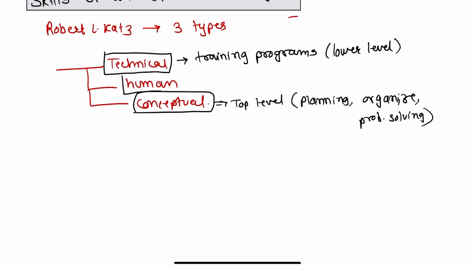Now human. Human skills involve the ability to work, motivate, and direct individuals or groups in the organization, whether they are subordinates, peers, or superiors. Human skills therefore relate to individuals' expertise in interacting with others in a way that will enhance the successful completion of the task at hand. Example can be writing or speaking.